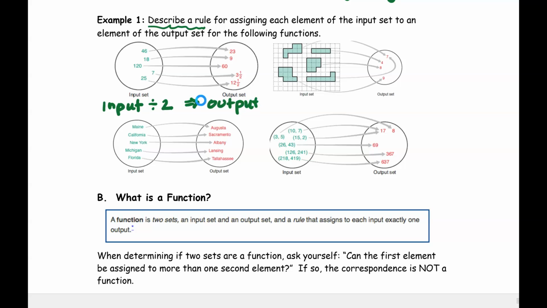Okay, and there's lots of different ways you could write this. The way I wrote it is not like an equation. If you want to write it like an equation, you could say x divided by 2 is equal to y. But I think this way that I wrote it right here is a nice way to start this section. Let's look at this second one.